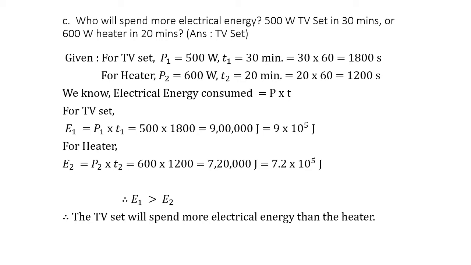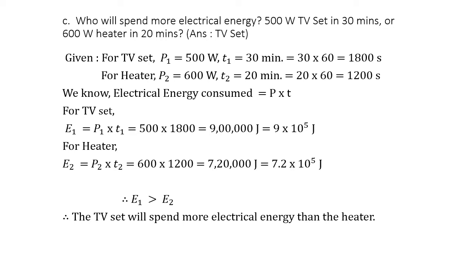Okay, so for the TV set we'll consider P1 and T1, and for the heater we'll consider P2 and T2. P is nothing but power, T is nothing but time. The power of the TV set is 500 watt, therefore P1 is 500. The TV is operated for 30 minutes, so T1 is equal to 30 minutes. For the heater, power is given as 600 watt, so P2 is equal to 600 watt, and it is operated for 20 minutes, so T2 is 20 minutes.